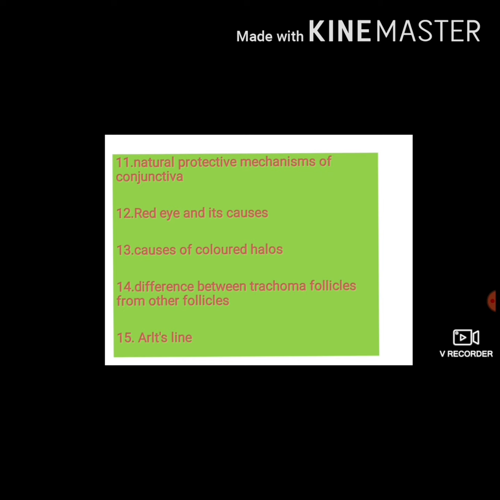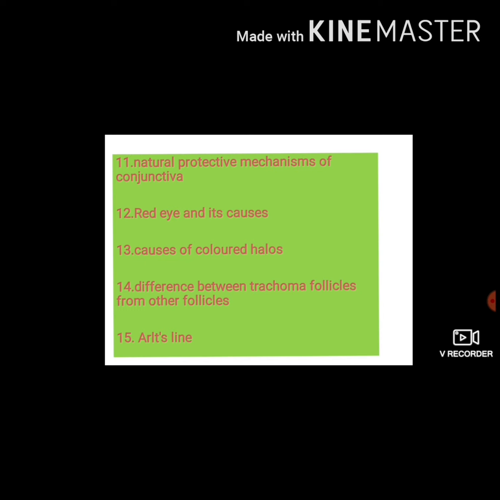The red eye and its causes I have discussed. Causes of colored halos. This is again a favorite question. The causes of colored halos are acute congestive glaucoma, intumescent cataract, and the mucopurulent conjunctivitis. How do you differentiate the trachoma follicles from other follicles? So this depends upon the location. As I told, the trachoma follicles are usually present around the limbus, whereas other follicles can be present in the fornical conjunctiva or the palpebral conjunctiva. And histologically, Leber cells and signs of necrosis are pathognomonic of trachoma.